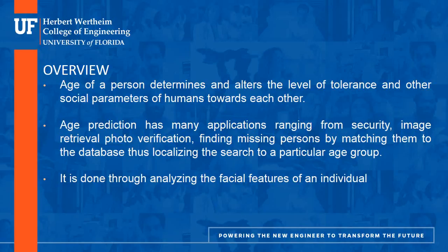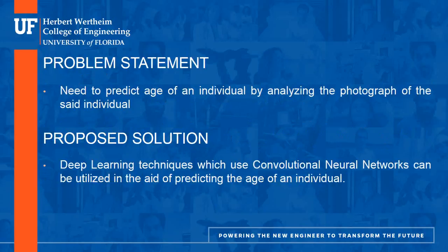Age prediction is done through analyzing the facial features of an individual. For this task, the problem statement is that there is a need to predict the age of an individual by analyzing the photograph of the said individual. The solution that we propose utilizes deep learning techniques and convolutional neural networks to predict the age of an individual from photographs.